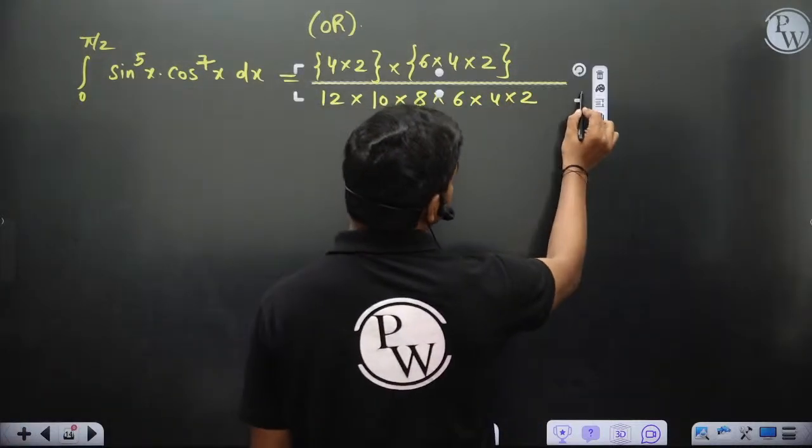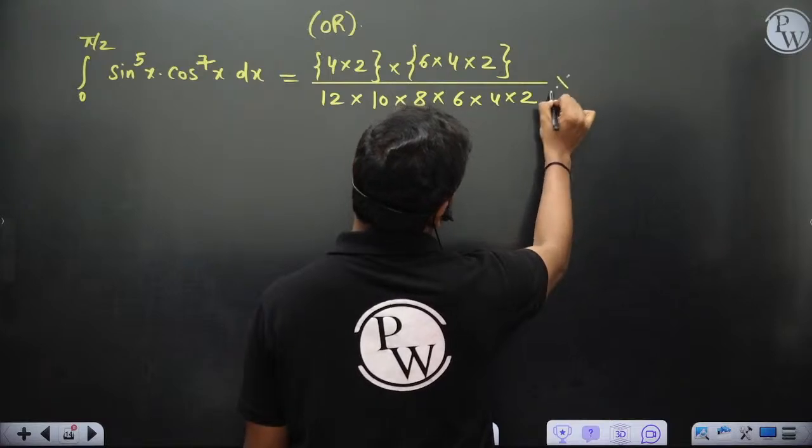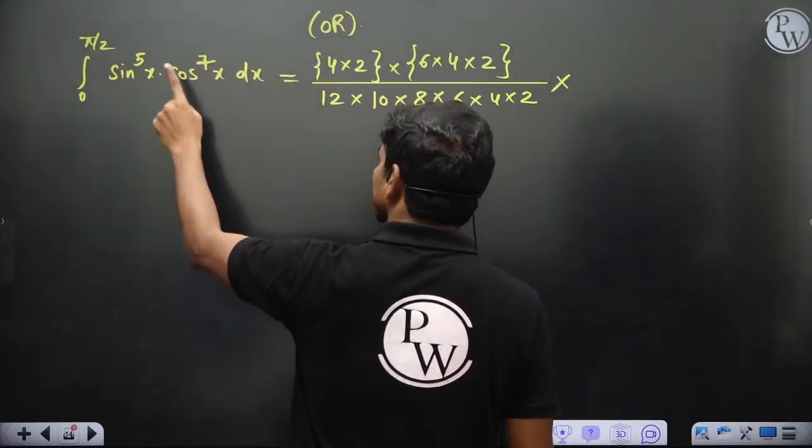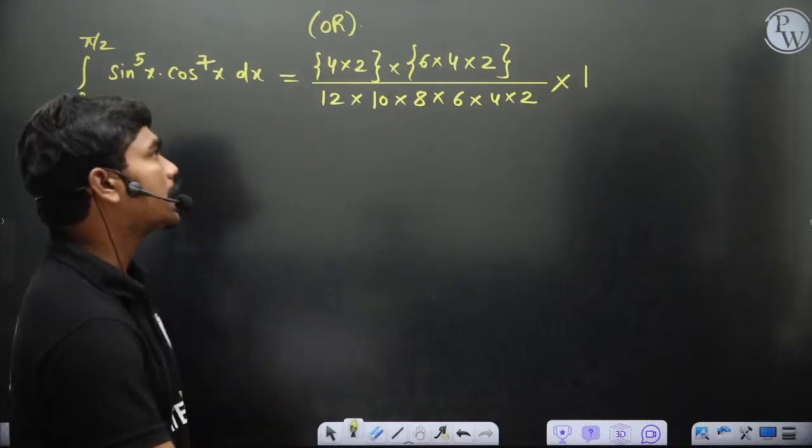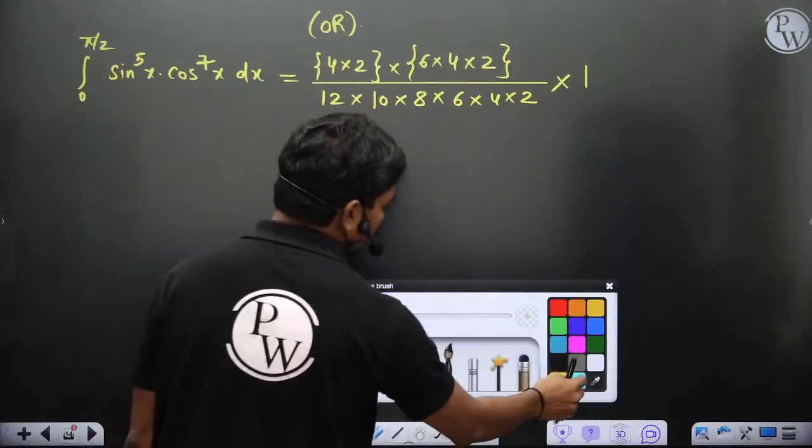What is the value of k here? Look, I told you the k value is pi by 2 if both are even. If at least one is odd, or both are odd, the k value is only 1. So it's not pi by 2, it's only 1 actually. So if you simplify this result, let's see what you get.